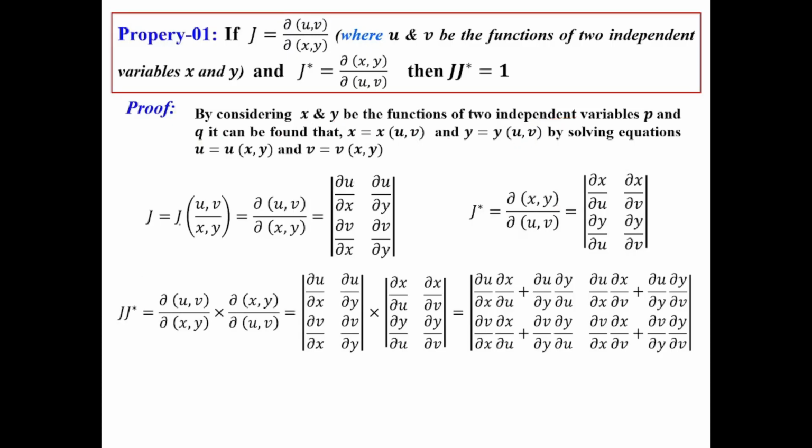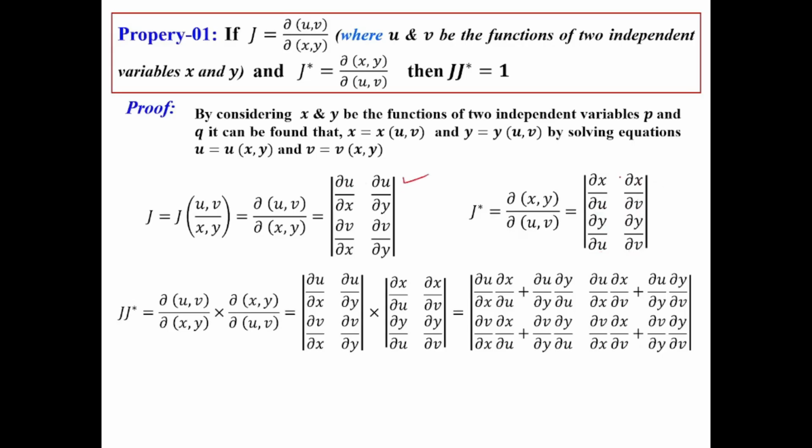Now consider the matrix form of the Jacobian of u, v with respect to x, y, that is del(u,v) by del(x,y). In determinant form, we write del u by del x, del u by del y, del v by del x, del v by del y. J star means del(x,y) by del(u,v), the Jacobian of x, y with respect to u, v, which in determinant form is written as del x by del u, del x by del v, del y by del u, del y by del v.